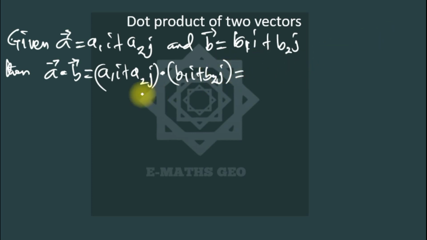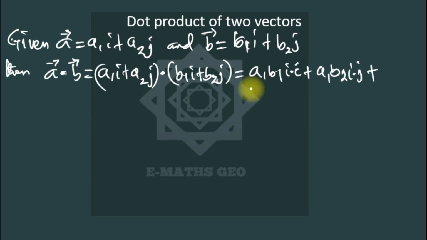So this is a1 b1, because a1 is a scalar, b1 i dot i, plus, that's the way you expand brackets, a1 b2 i dot j, plus a2 j b1 i, so a2 b1 j dot i, finally plus a2 b2 j dot j.